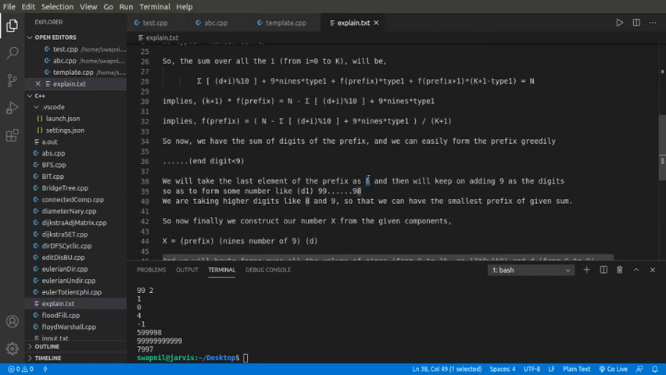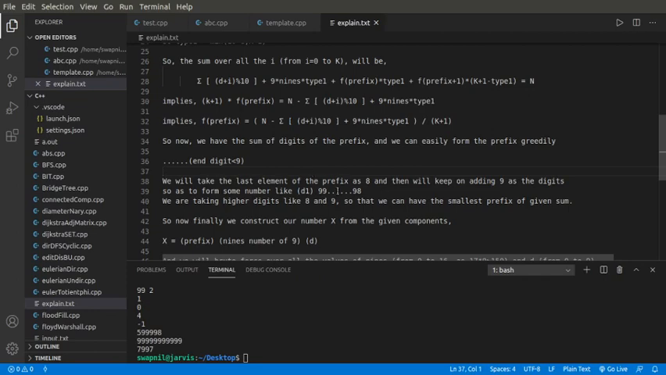Why am I taking this last element as 8? We are taking this so that we will have the smallest prefix of the given sum. We are taking all the digits as higher digits like 8 and 9, so that the total prefix, the number which I am forming out of that particular sum, will be the smallest, so that we will get x as smallest, right? The smaller the prefix, the smaller will be the x.